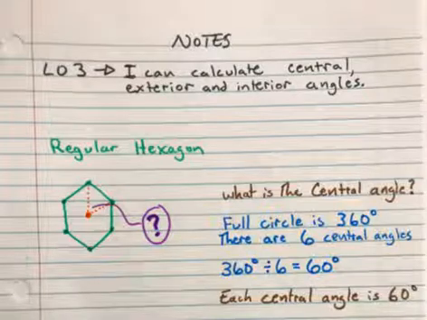Okay, learning outcome 3. I can calculate central, exterior, and interior angles. And now things get tough. This is a tough learning outcome, but you can do it. Just stay with me. You can do it.